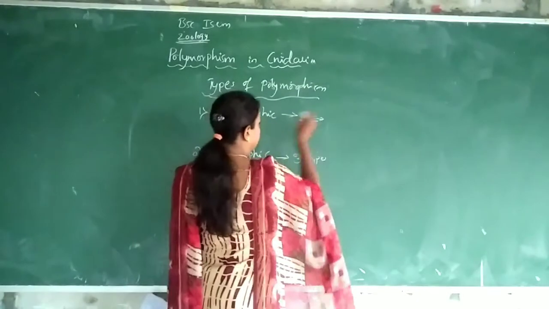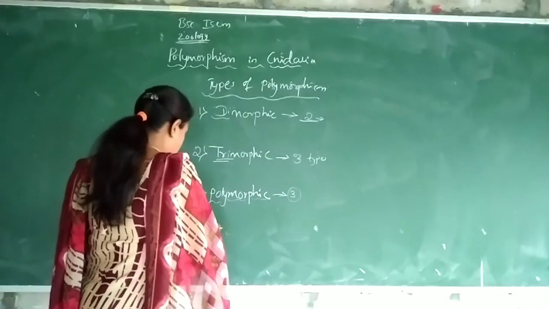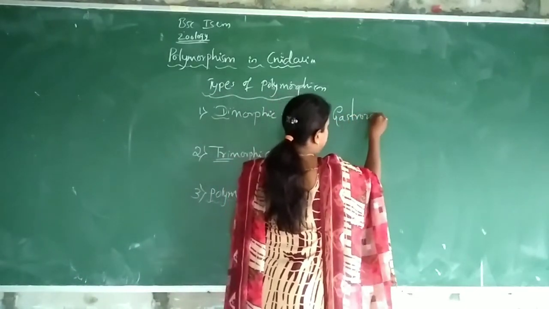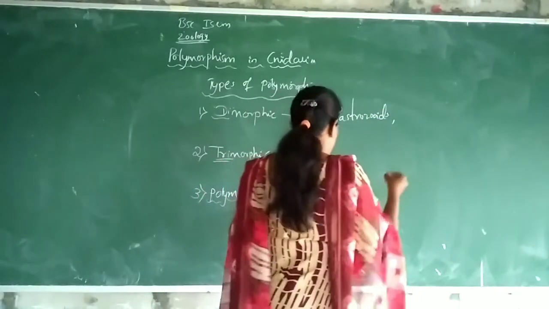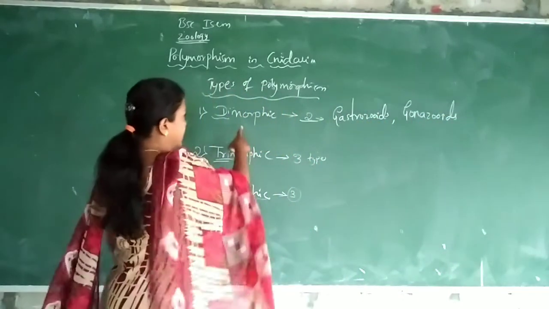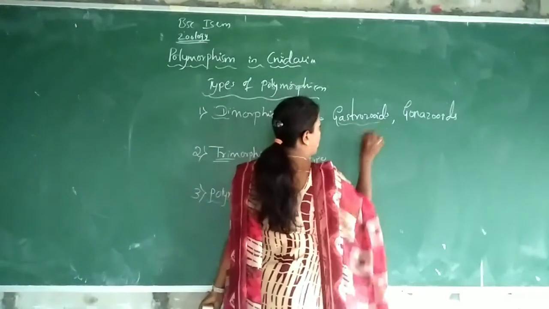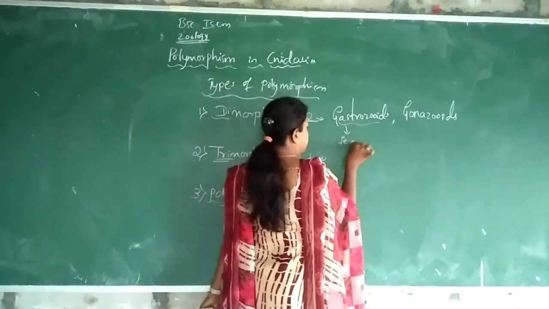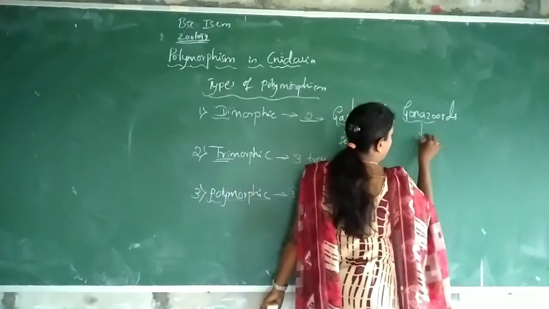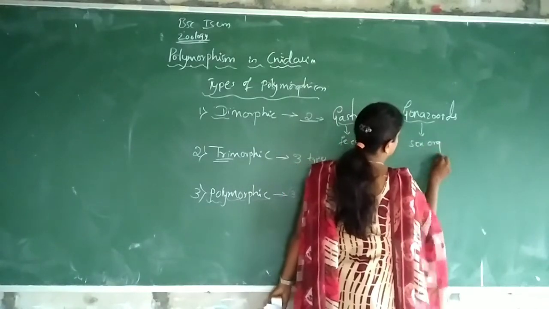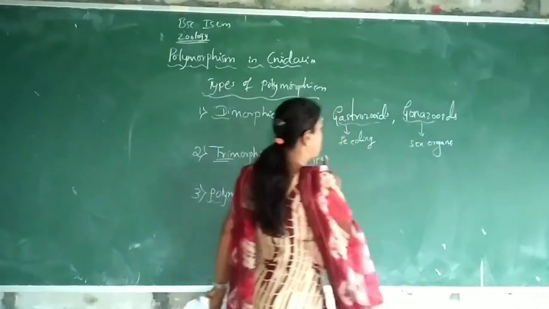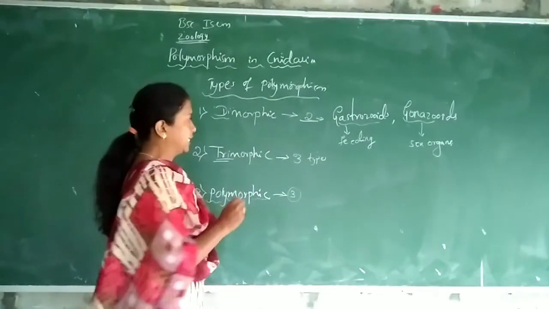So which are the two forms in a dimorphic? The two forms are gastrozoids and gonozoids. These are the two different forms found in the dimorphic type of polymorphism. The gastrozoids are helpful for the feeding process and gonozoids are helpful for the formation of sex organs, meaning the sexual and asexual forms are formed in the gonozoids. So these are the two polymorphic conditions in a dimorphic.